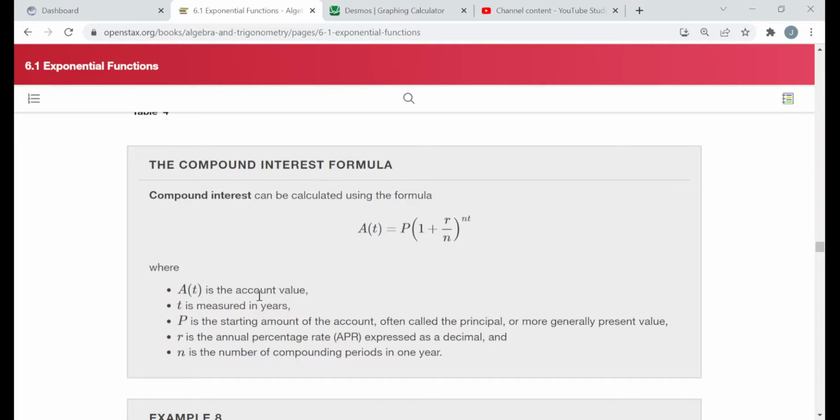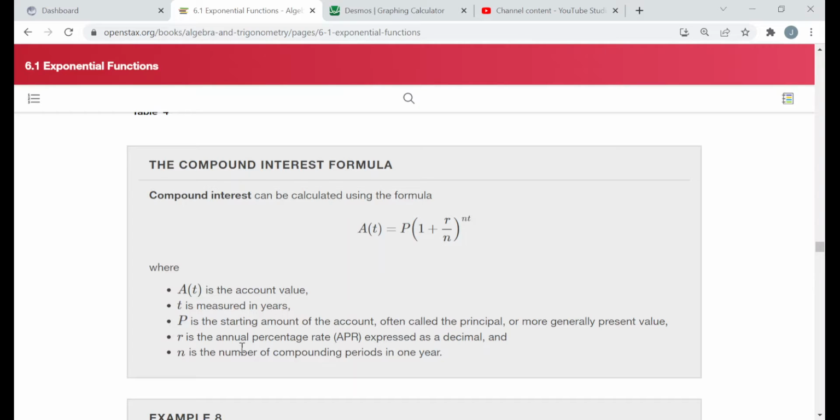So A of t is the value of the account after t years, right? T is the time in years that you've had the account for. P, as I mentioned, is the initial amount of the account, the starting amount. It's often referred to as the principal or the present value. You'll hear those words pretty much interchangeably. Or the initial investment. However, some initial amount in the account.